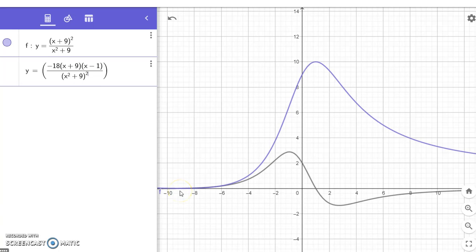But that's kind of the gist of it: taking the derivative, setting it equal to 0, and solving for x, and then using that information with the graph to get a bigger picture of these max and min values.